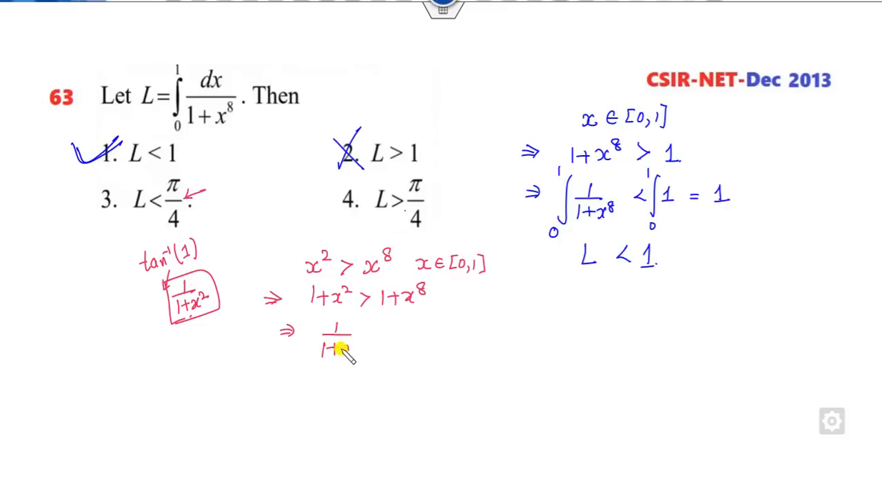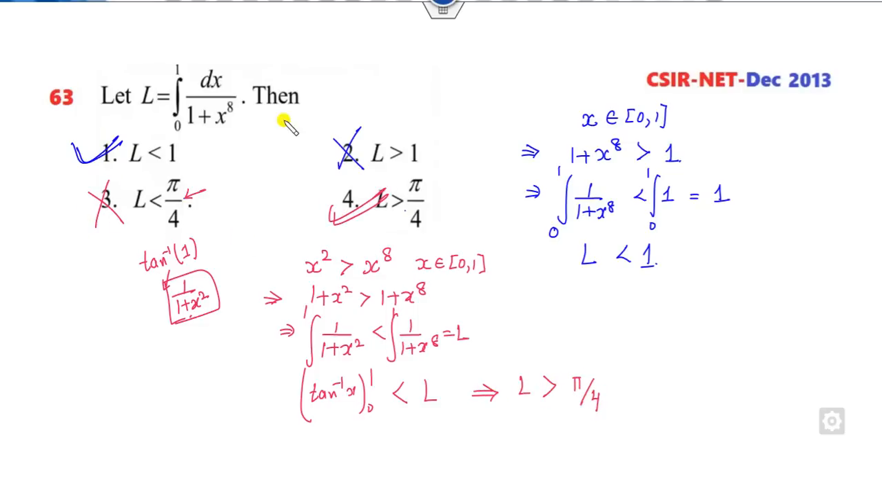And since this is less than this, you can integrate on both sides over the limit 0 to 1. So this is tan inverse x from 0 to 1, which is less than L. So L is greater than pi by 4, which is the right answer of this problem. So A and D are my correct answers.